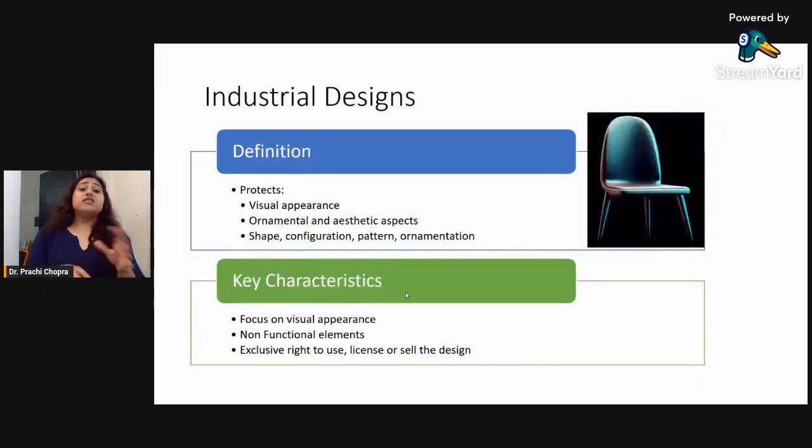Next is industrial designs. Industrial designs protect visual appearance, how it looks, what the ornamental and aesthetic aspects of that product are. What is the shape? What is the configuration? What is the pattern and ornamentation?